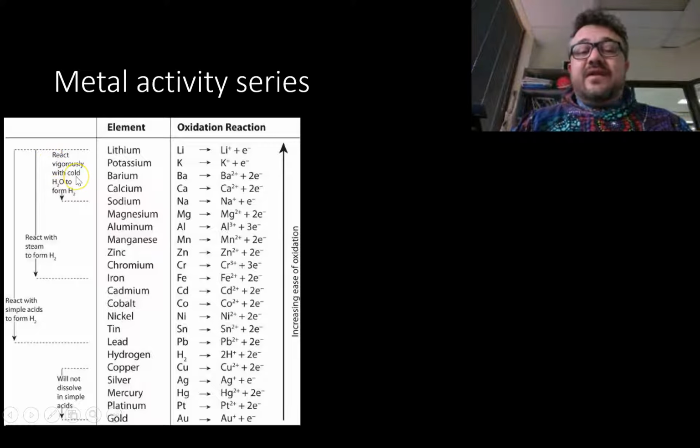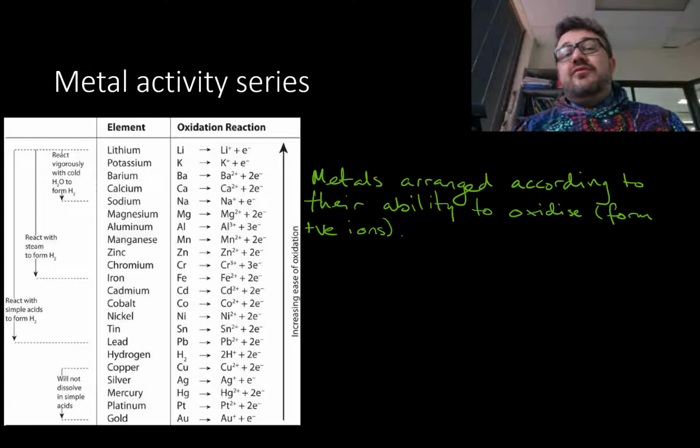On the left, the metals react vigorously with H2O to form hydrogen gas, then with steam, and then with simple acids to form hydrogen gas. And then down the bottom here, we've got some which will not dissolve in simple acids at room temperature. If we heat them up, we can make it happen. So metals are arranged according to their ability to oxidize. In other words, this means lose electrons and therefore form positive ions.